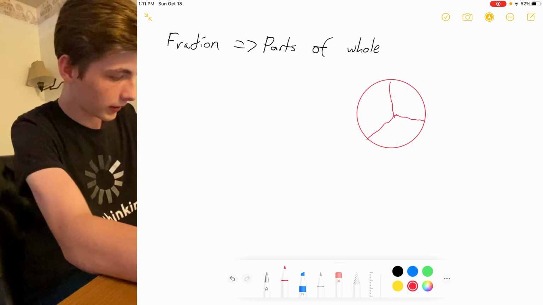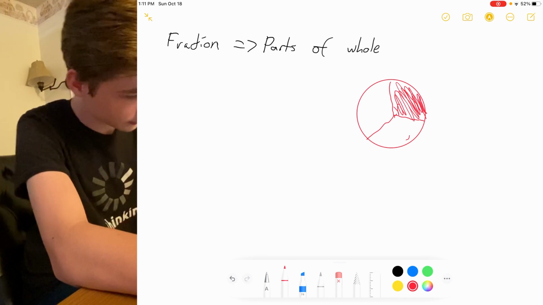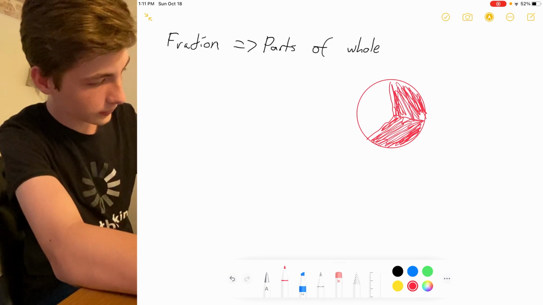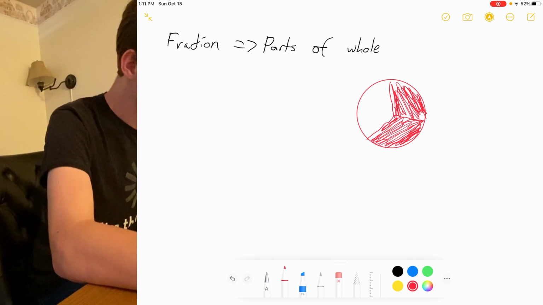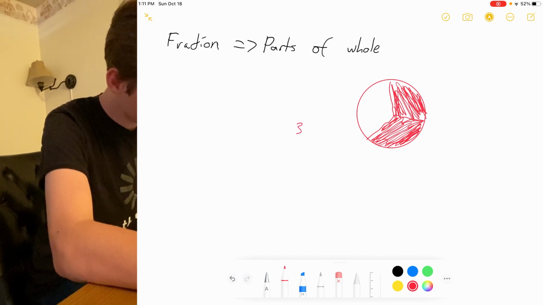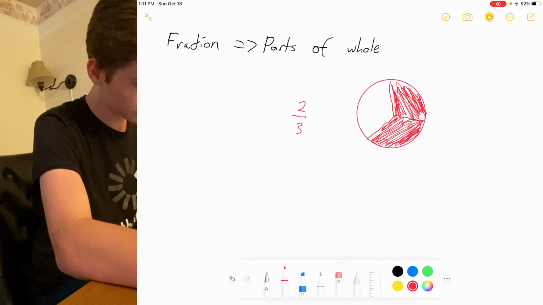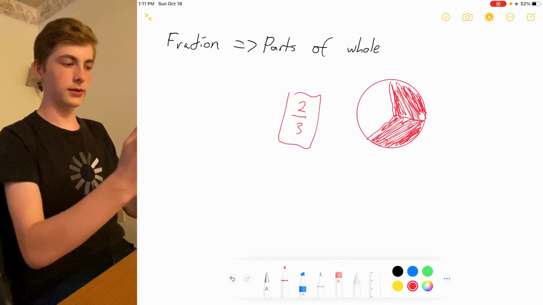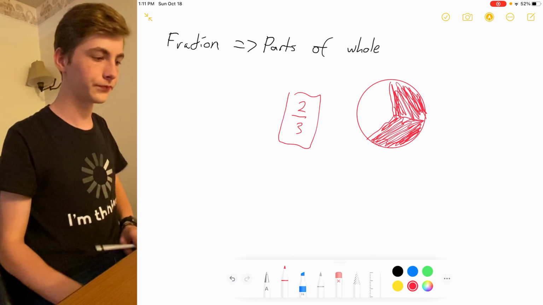Now, let's say that I color in this part of the circle and also this part of the circle. Okay, so now you might ask, how much of the circle is colored in at this point? 2/3 of the circle. Why? Because we split it into 3 equal parts, and how many of those are filled in? There's 2. So this is a fraction right here, and we say this as 2/3, because it's 2 of the 3 parts of that circle.